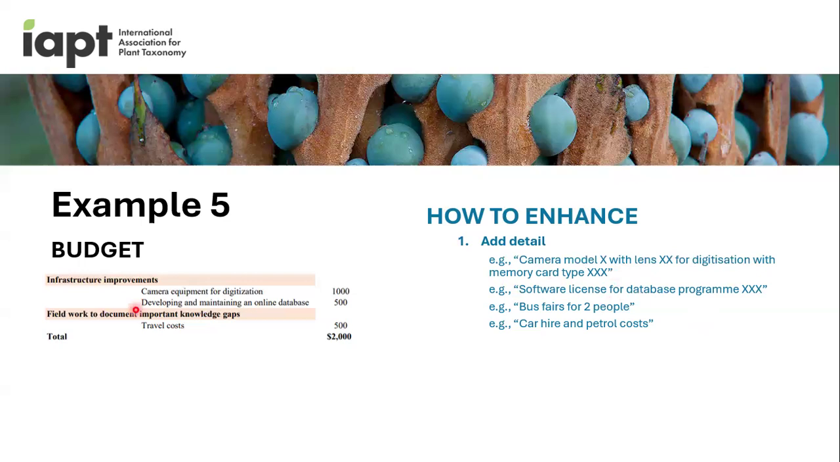You have space. You may not have space in your 3-page proposal or 2-page proposal. Here you do. So there you are. Bus fares, car hire, petrol, specify these. Be specific, add that detail. So just to clarify, hopefully that's helping.